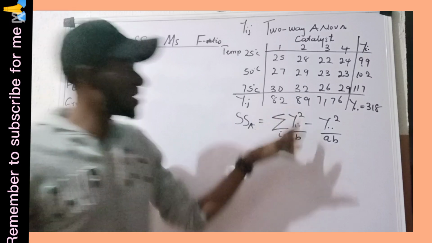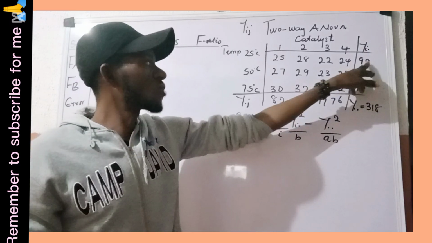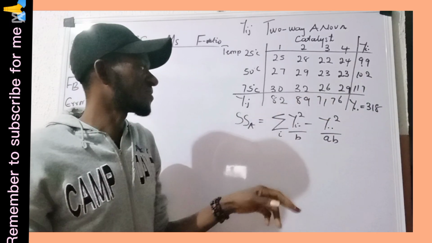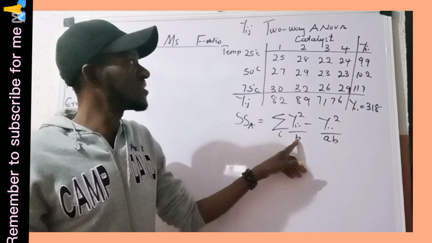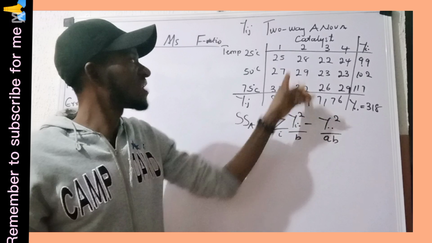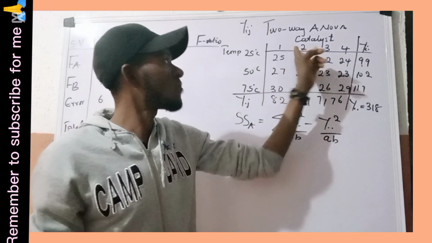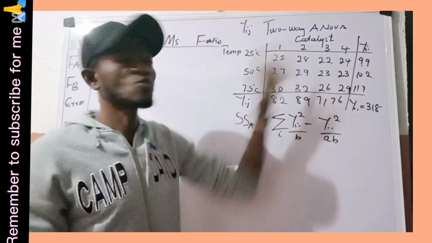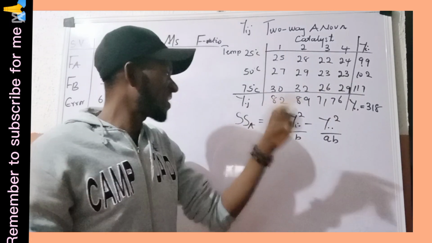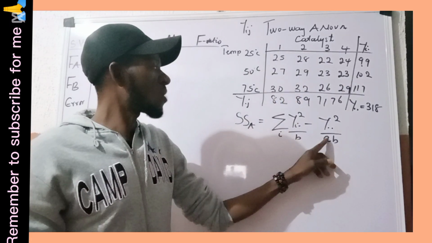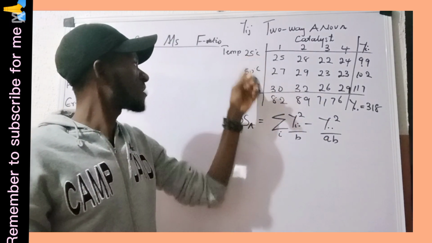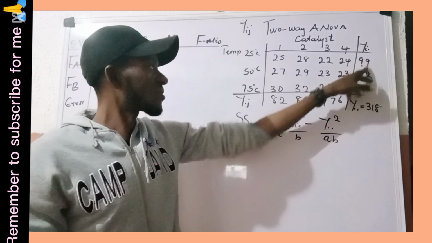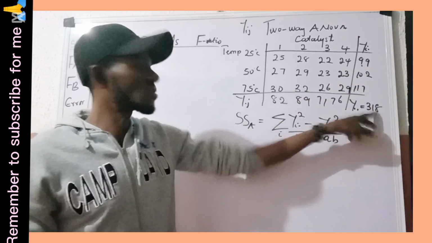So if you come here, when you talk about yi dot, you are making reference to 99, 102, 117. And of course, you are saying all over B. This all over B is telling you to sum this thing over these levels, and they are 4 in number. So B is 4. You know what A is, because A is 3: 1, 2, 3 here. Then you know what the yi dots are, which is this, and you know y dot dot, which is 318.